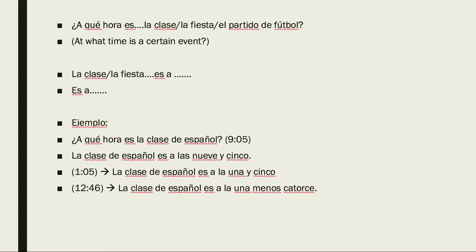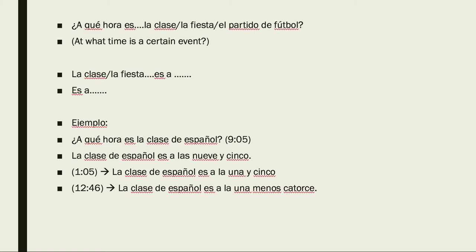So in these cases, we worked so far in answering the question ¿Qué hora es? Or what time is it? And the way to start that is with es la or son las. And the other question with time that is covered in this book is at what time a certain event is at. So to do that in Spanish, we ask ¿A qué hora es? And then whatever that event is.